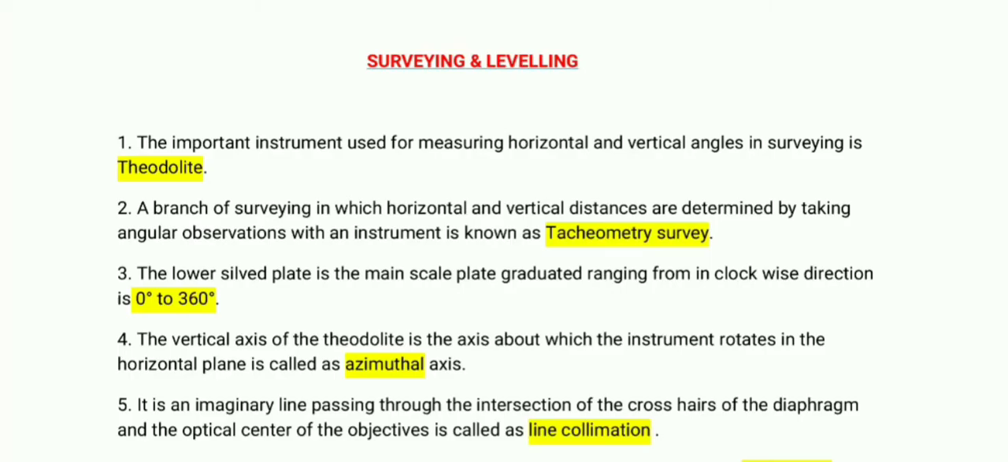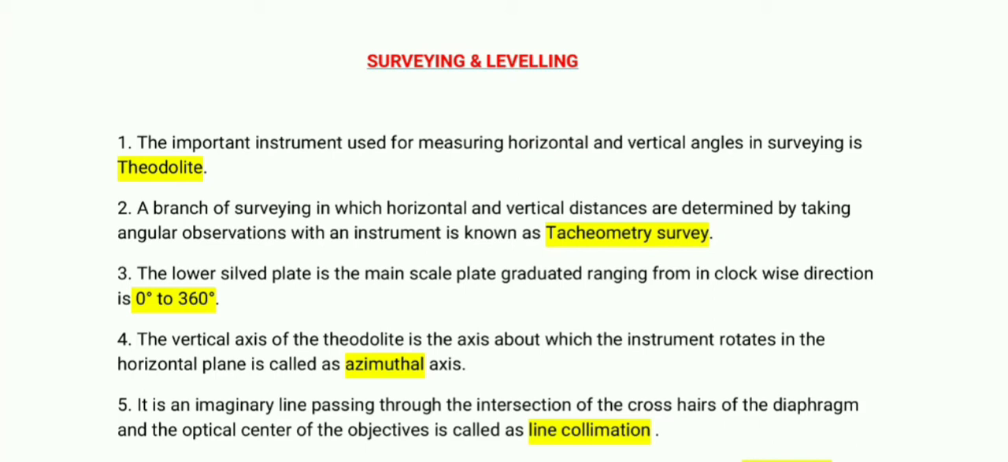Today, our topic is surveying and leveling. The important instrument to measure the horizontal and vertical angles in surveying is the theodolite. A branch of surveying in which horizontal and vertical distances are determined by taking angular observations with an instrument is known as tachometric survey.